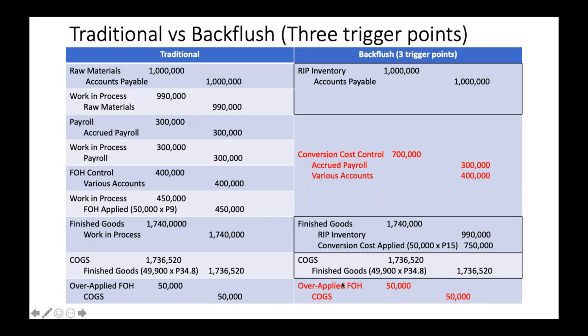Okay, I just placed it side by side with the corresponding entry using the traditional costing method so that you can compare. But actually, these two red colored entries should have been written after making the three entries in the trigger points. Okay, because these are actually the flushing back of cost.